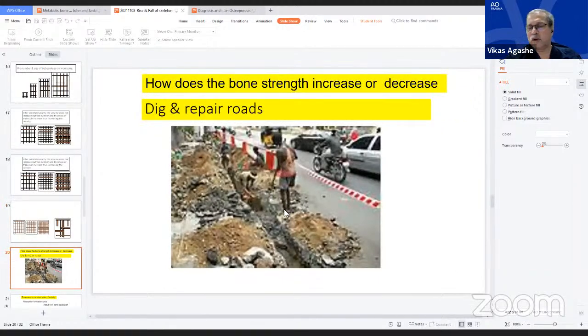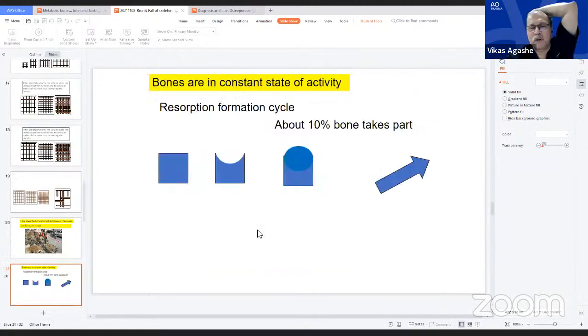So whenever you want to repair roads, our corporation, first thing it does is dig the roads, correct? And then it prepares a road. So this is called resorption formation cycle. About 10% of bone at a given time takes part. And it resorbs. You must have heard of cutting cone mechanism, right? The osteoclasts go as a cutting cone and dig the bone like this.